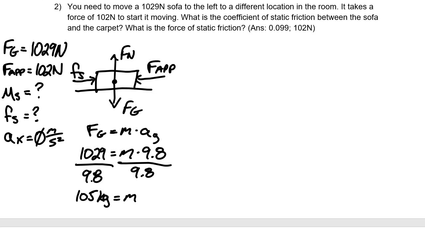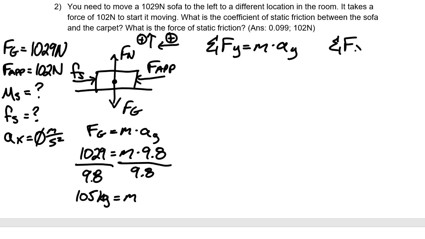Next thing, what are going to be our positive directions? We could say that all the forces acting upwards are going to be positive. And which direction is going to be positive in the x-axis? Well, we know that we're going to be moving the object to the left. So all the forces acting to the left are going to be positive. This relates to the sum of the forces in the y direction equals mass times the acceleration in the y direction, and the sum of the forces in the x direction equals mass times the acceleration in the x direction.